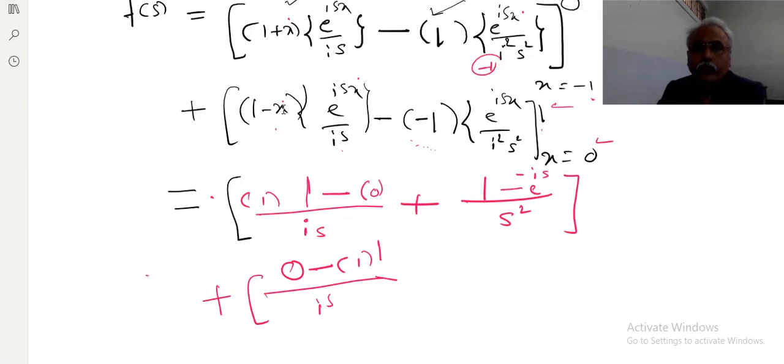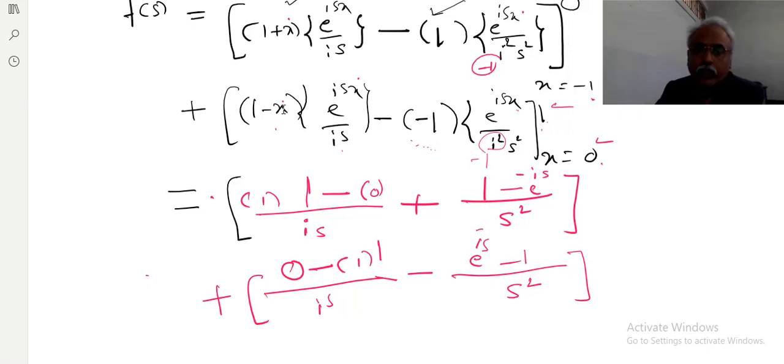Now come to this part. How many minus signs are there? 1, 2, and this is also minus 1. Three minus signs make it minus. Upper limit 1, e raised to is. So this is square, I will write common. Upper limit x equal to 1, that means e raised to is, minus the lower limit. Wherever x is there, 0, e raised to 0 is 1. So we are done with all the limits.